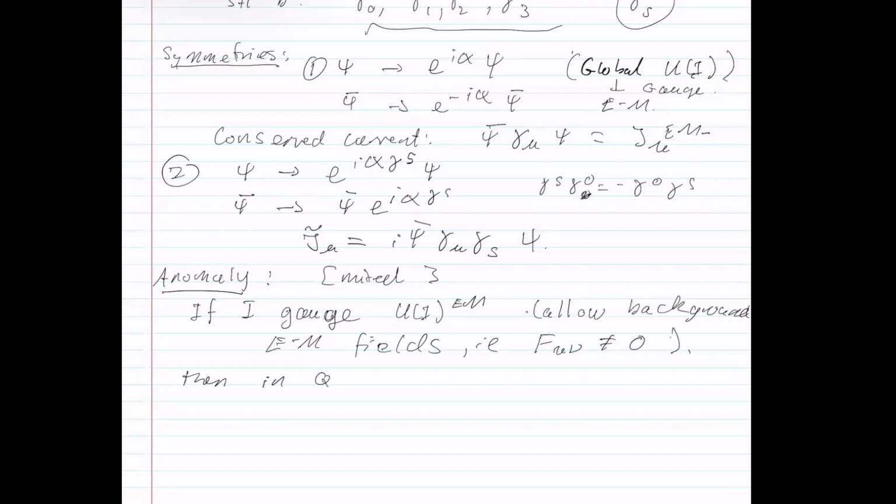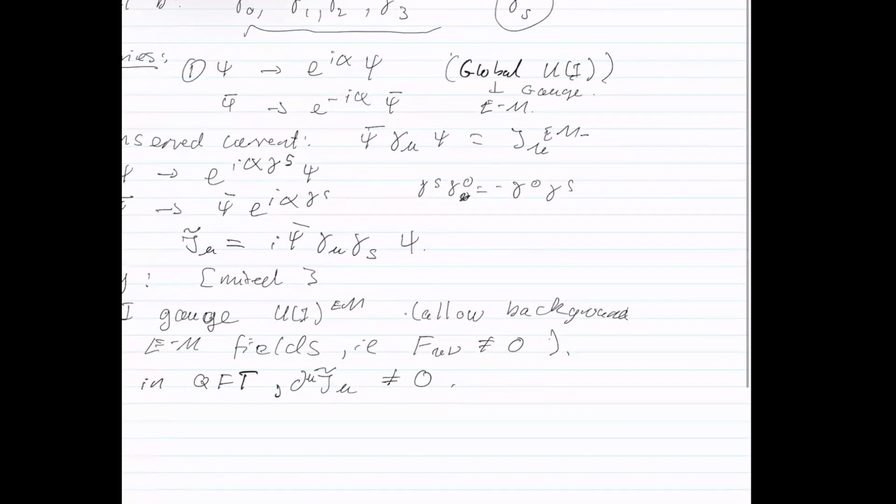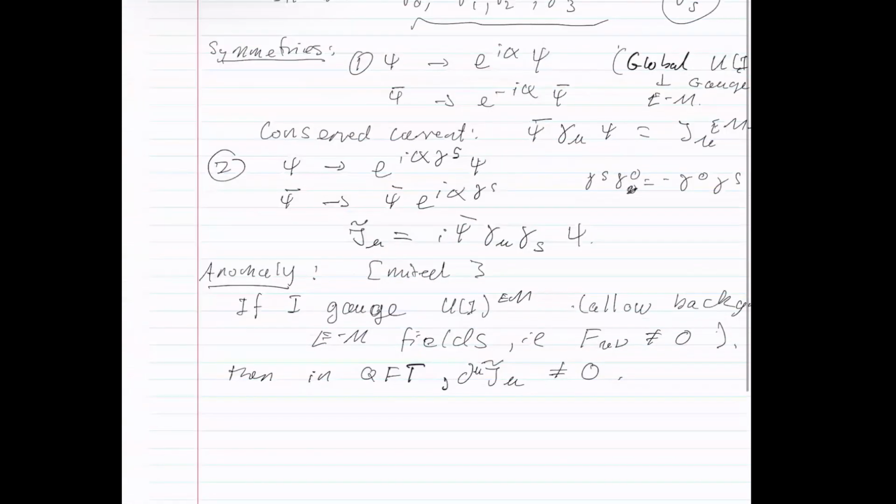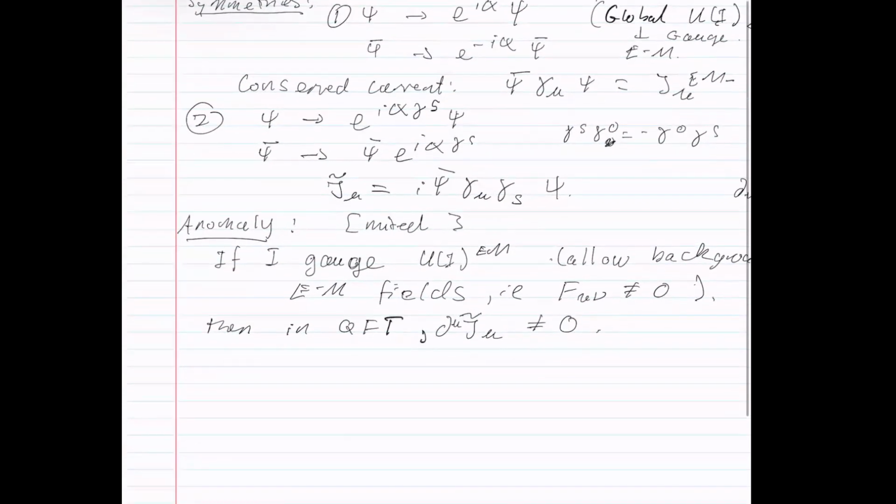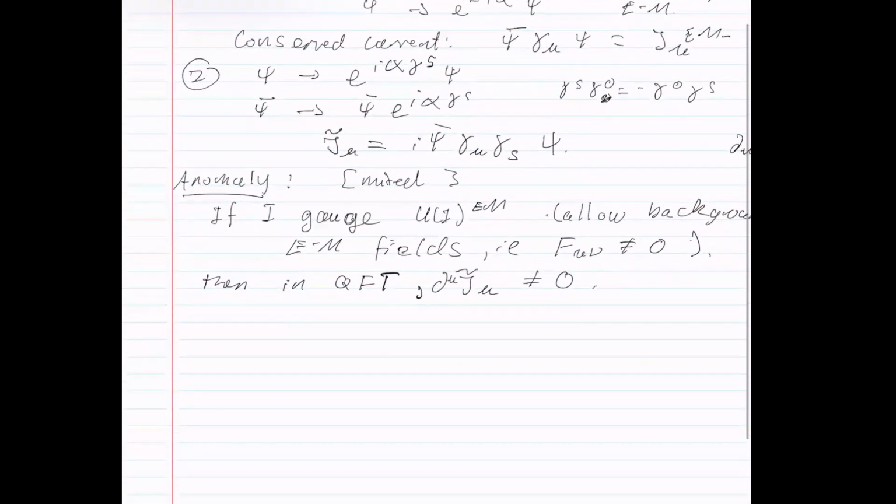in the quantum theory, this axial current is not conserved. So classically, these guys are both conserved, right? So we have d mu j mu equals 0, and d mu j twiddle mu equals 0 from our classical action. And so this is the anomaly.